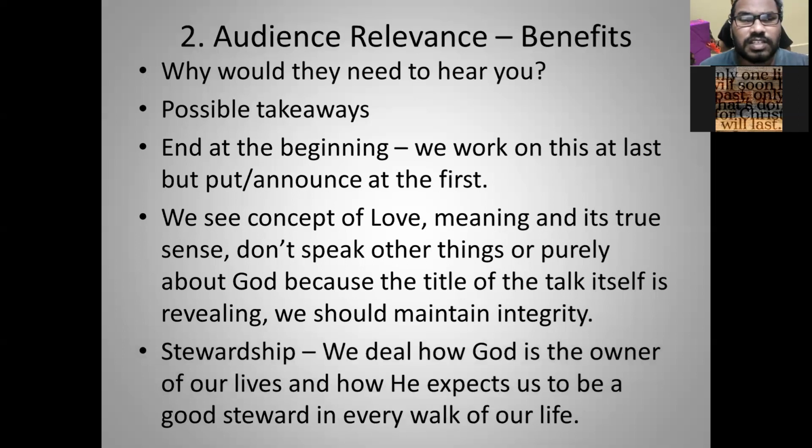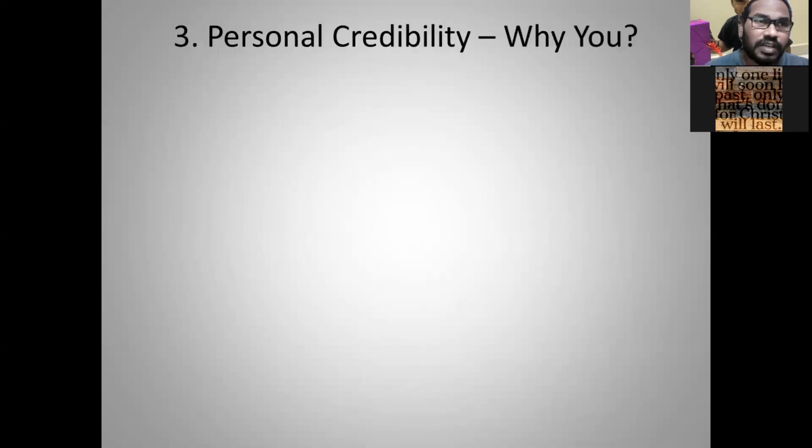And also we can see the stewardship. The concept of stewardship means manager, a good faithful manager. We deal with how God is the owner of our lives and how he expects us to be a good steward in every walk of our lives. So this is what we'll try to reveal to the audience.